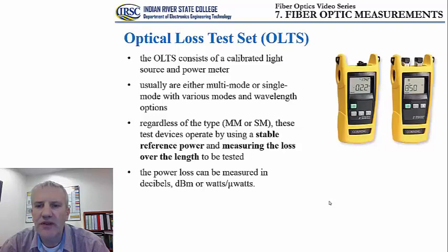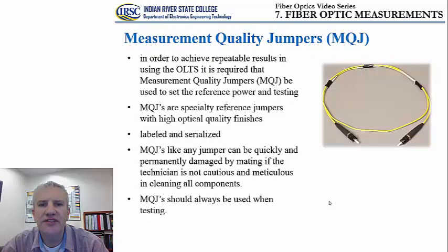In order to achieve repeatable results and proper measurements using OLTS, it's required to use a certain type of test cables. Usually so-called MQJs, or measurement quality jumpers, are used. These types of cables are specialty reference cables that are pre-made by the manufacturer. They are labeled and serialized, and if you look at them, they look like any jumper, but they have to meet certain standards during manufacture as far as their loss is concerned, etc.